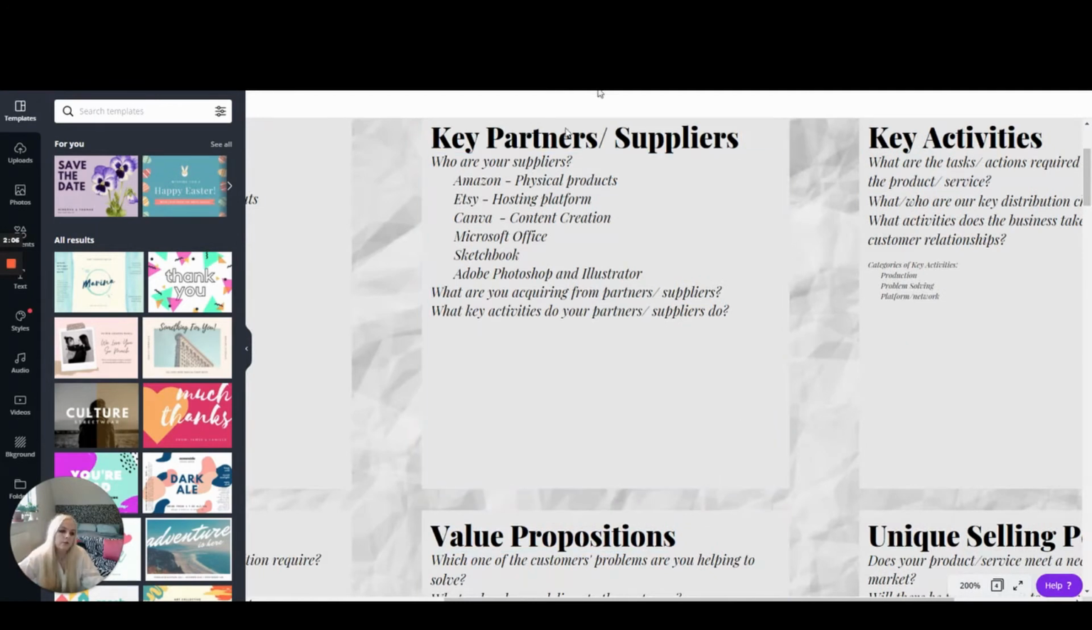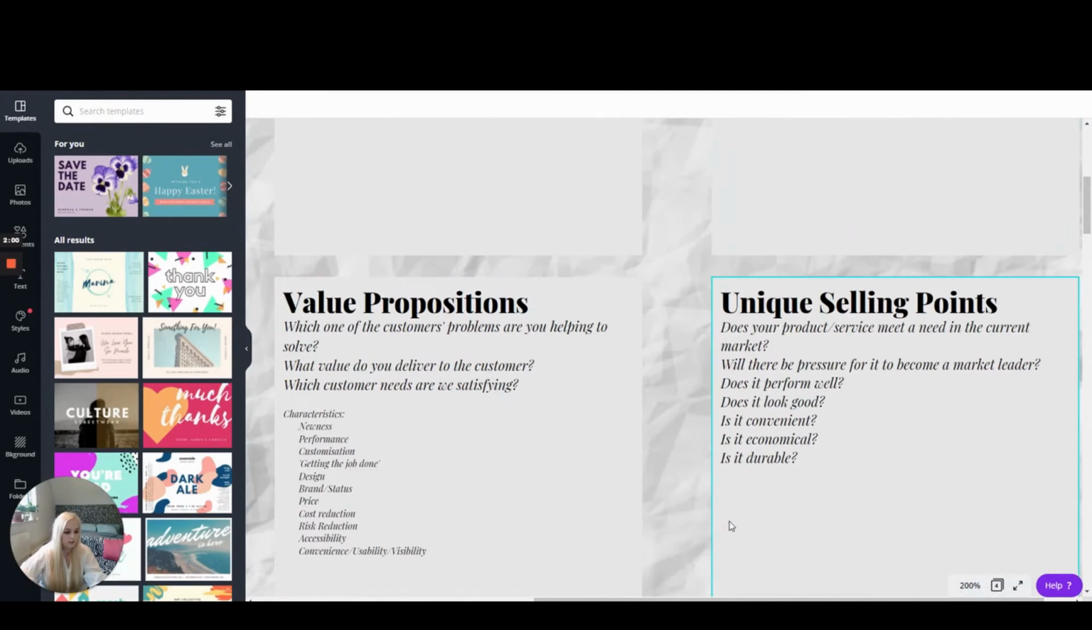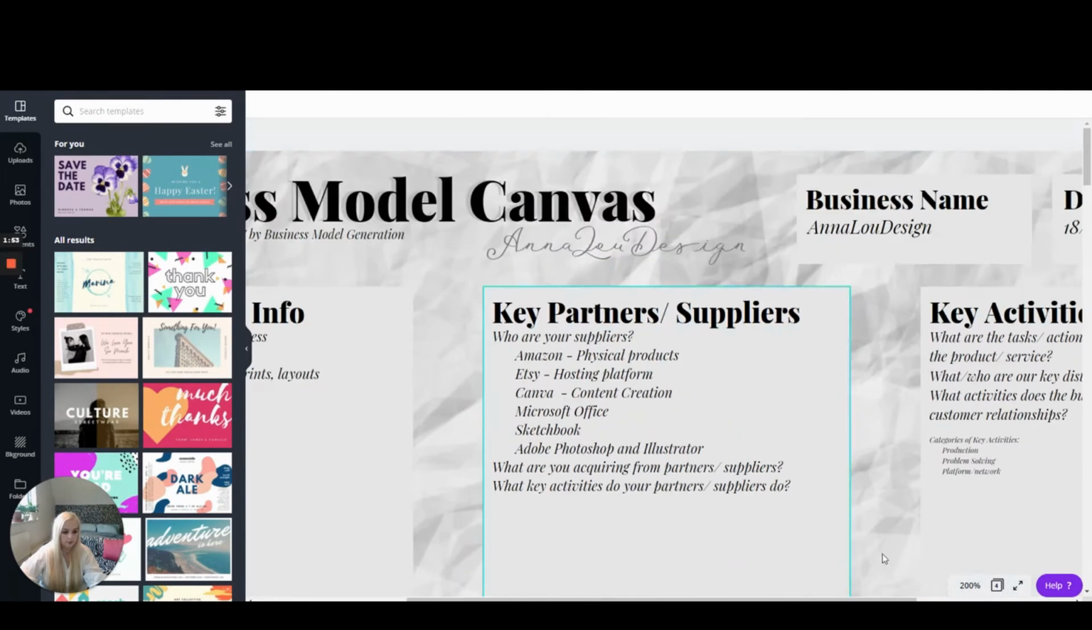So this section does actually really overlap with a section that's called channels, but it's okay to have overlap between the sections.